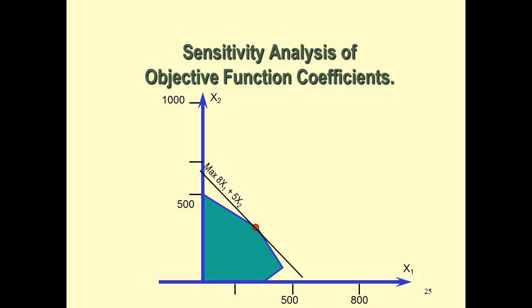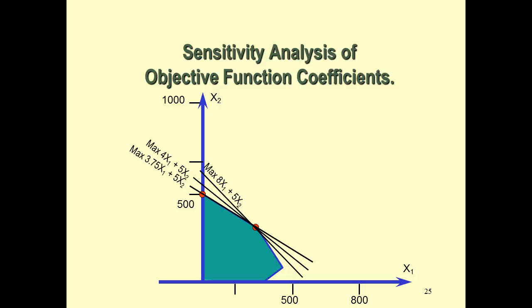If we change the 8 or we change the 5, what are we in essence doing? We're changing the slope of that line. But guess what? Even if we change it to 4x1 plus 5x2, it doesn't change the slope enough that that's not still the last point it touches. Until it goes beyond there, then another point becomes optimal. So the range of optimality gives me the range of values for that coefficient, and if it remains within there, my final solution does not change. And when I talk about final solution, I mean my decision variables.